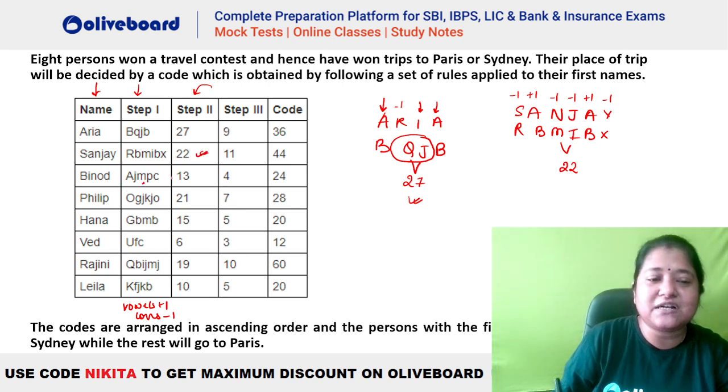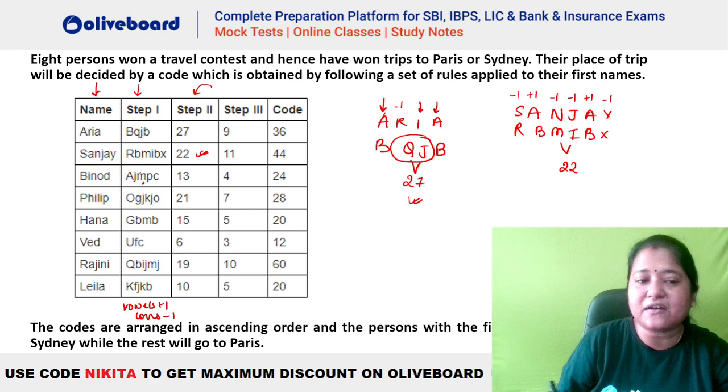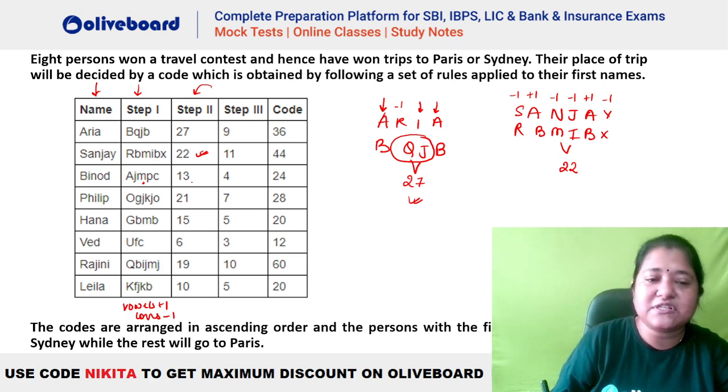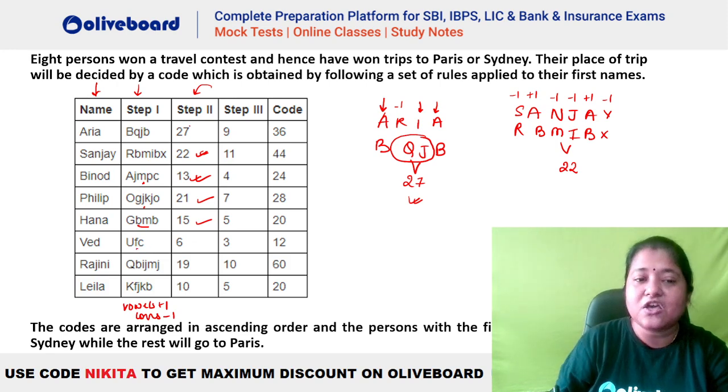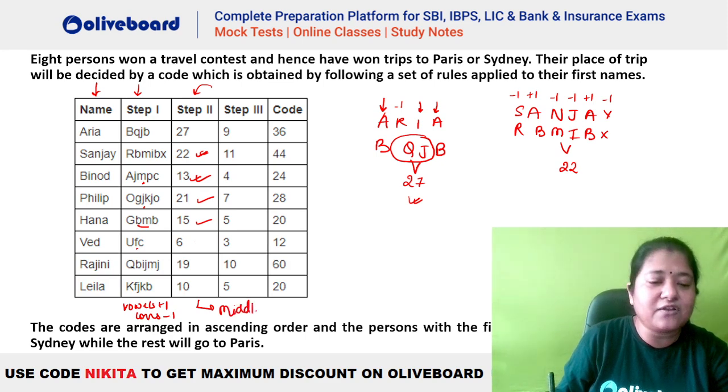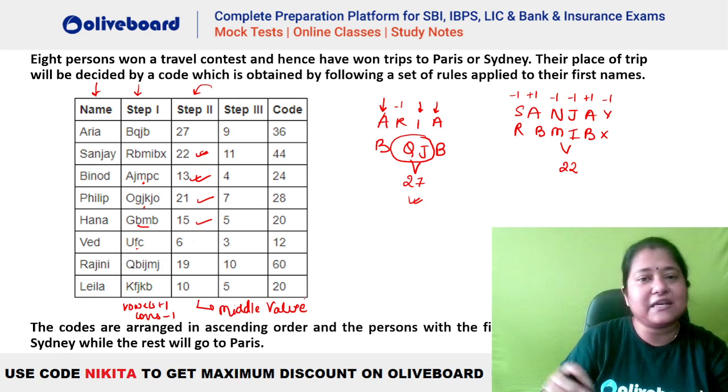Similarly, M is 13 because there is only one character, so no sum is taken. So M is 13, so this is your 13. Here we have J and K. So again, you can see J plus K will give you a 21, with 10 plus 11. Similarly, B and M gives you a 15, 13 plus 2, and similarly F is your 6 and so on, right? So this is nothing but the middle value. If we have only one character in the middle, we have taken it as it is.